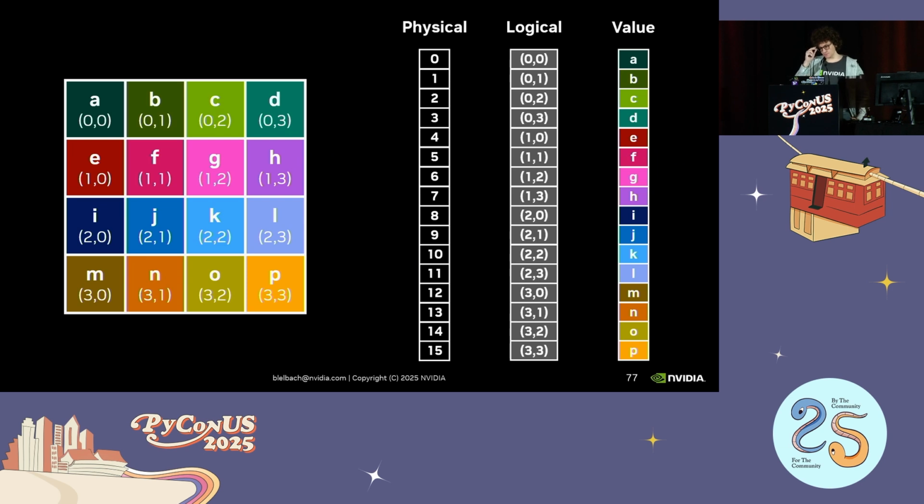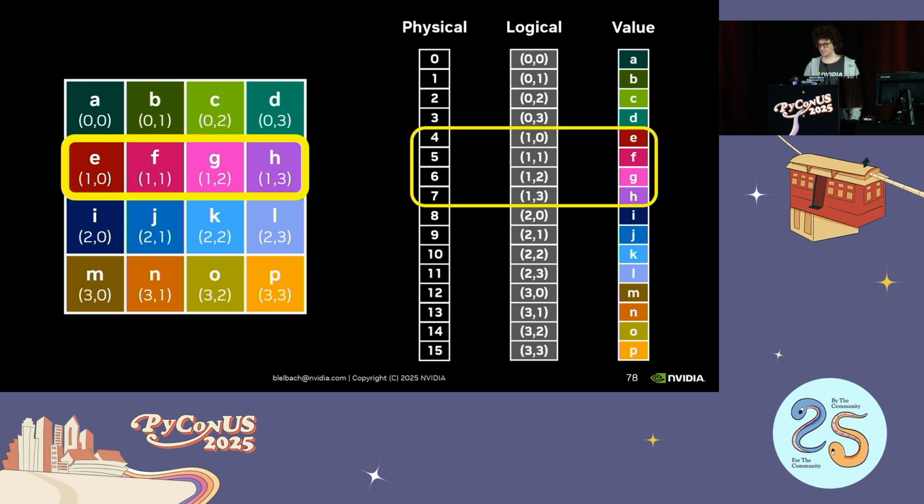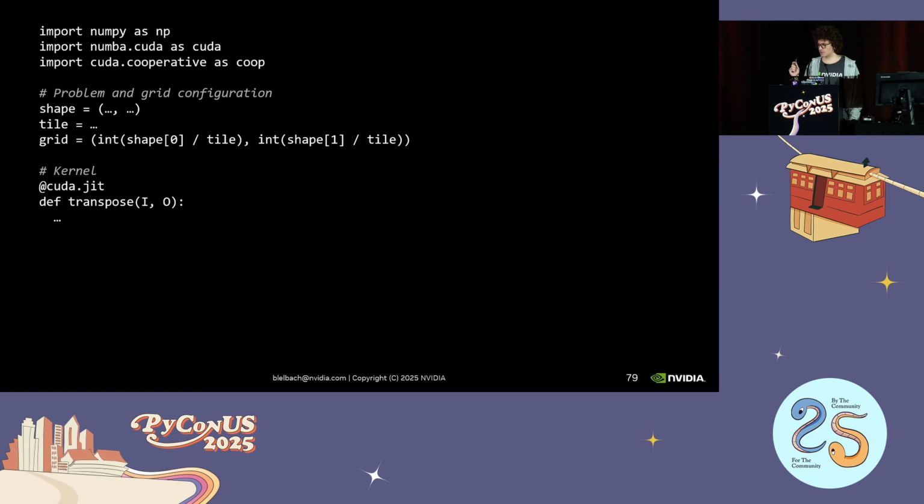So using a row major layout, also known as C-style in NumPy, our matrix will have this representation in memory. All of the elements in a row will be stored contiguously in memory. Now let's look at the code. First, the problem and grid configuration.